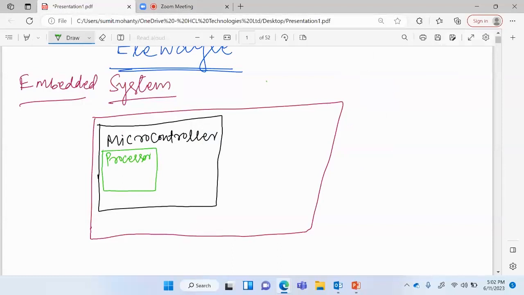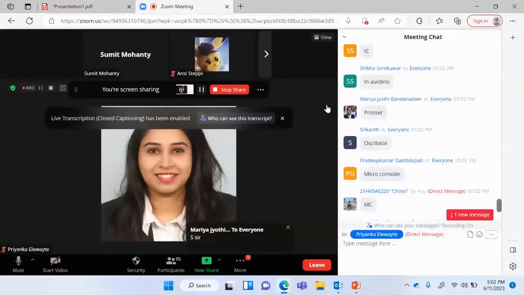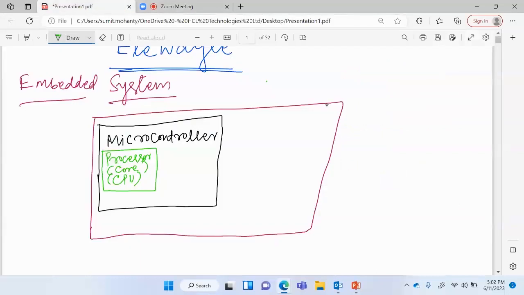Are you getting my point? Processor, or we sometimes call it the core, or it is a CPU. Is this visible to everyone, what I am writing? I hope it is visible. So this is the first major part of a microcontroller. Now, what else does it have? You'll ask, sir, why the microcontroller? Why not the processor only?